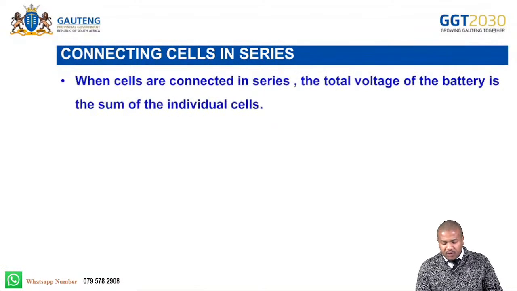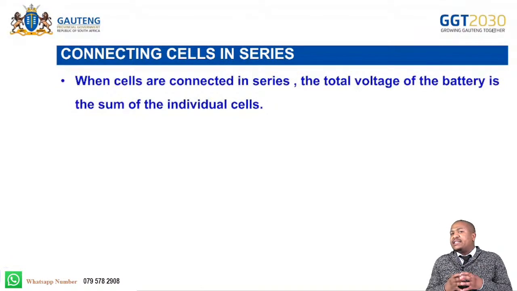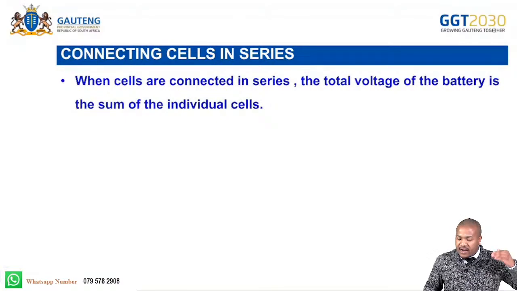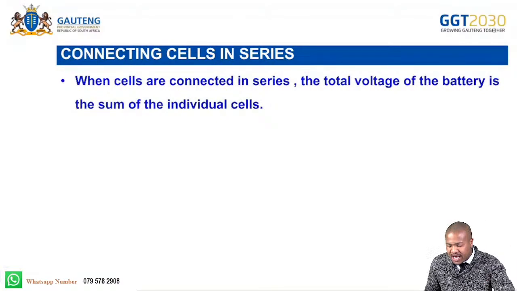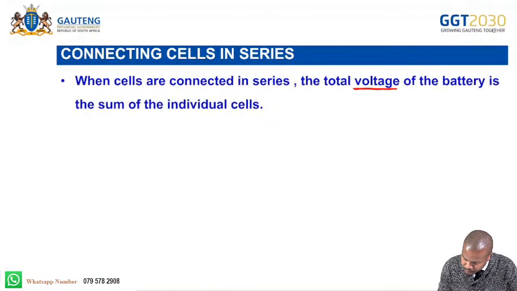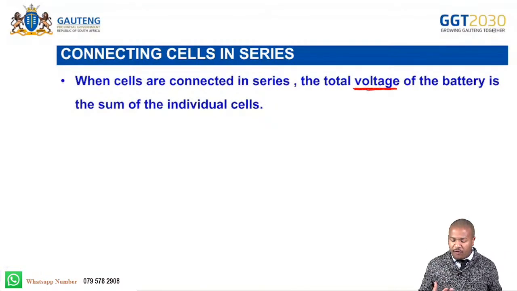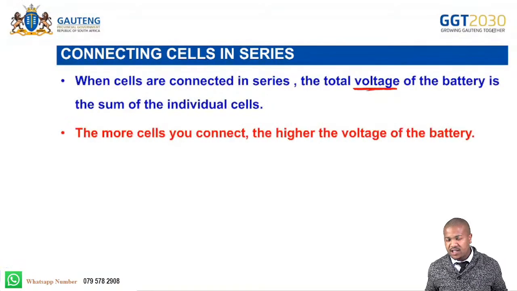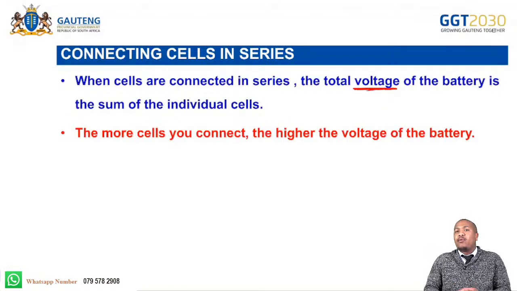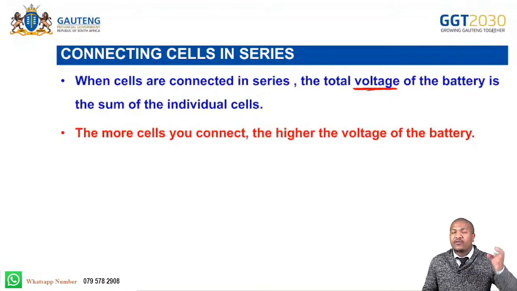So now, when these cells are connected in series, the negative terminal of one cell connected to the positive terminal of another cell, the total voltage of the battery is the sum of the individual cells. Now, what do we mean by that? The total voltage of the battery is the sum of the individual cells. We mean the total potential energy that is stored in the battery is the sum of the individual cells of that battery. Are we together?